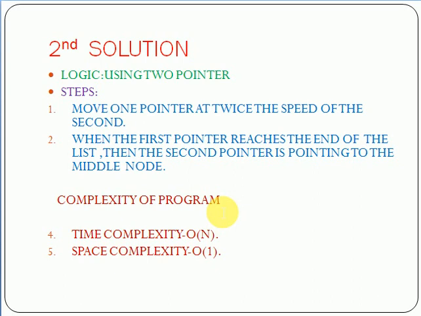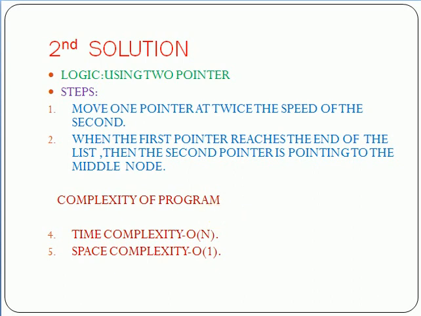Now talking about the complexity of this program, time complexity is O(n), and big O of n is the only time complexity. Previously it was big O of 3n by 2, but this time it's big O of n. And talking about the space complexity, it is big O of 1, because we are not taking any other extra space to solve this problem.